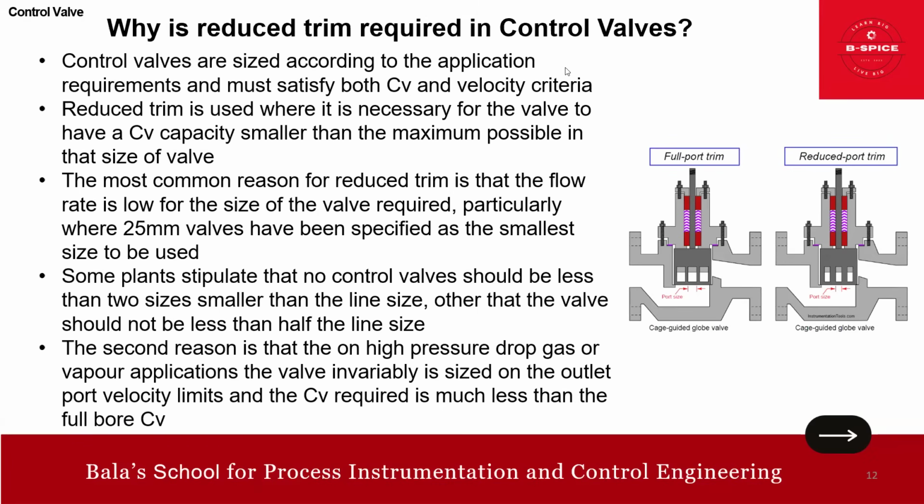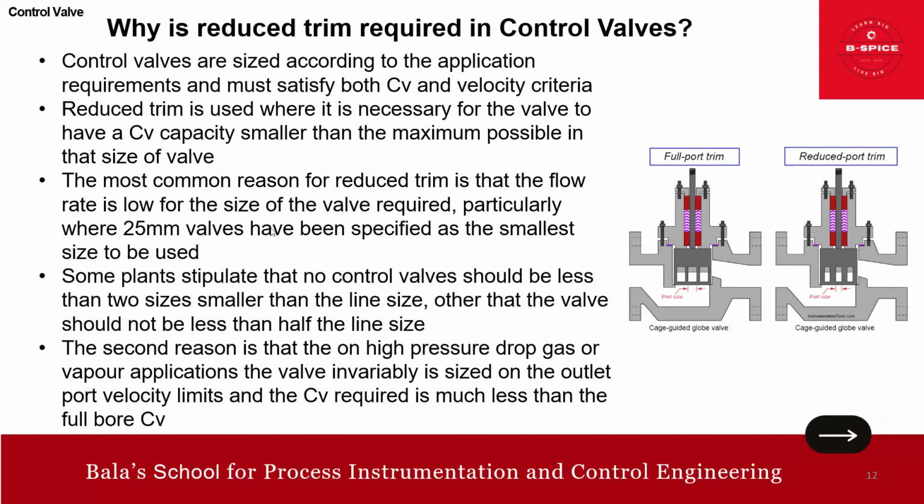Control valves are sized according to the application requirements and must satisfy both CV and velocity criteria. This we all know, right? Reduced trim is used where it is necessary for the valve to have a CV capacity smaller than the maximum possible in that size of the valve. That is important.